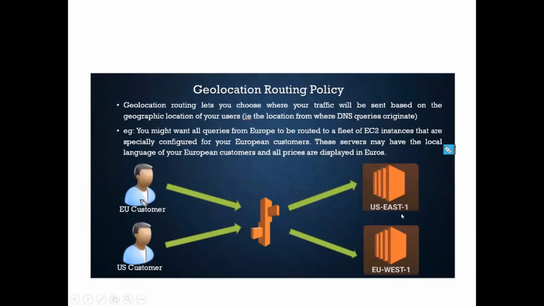Consider that in this example we have two different regions, US East 1 and US West 1. And two different customers are there, a Europe customer and a US customer. If the Europe customer tries to access the application, the traffic will be routed to the server of Europe West 1. If the US customer is accessing the application, the traffic will be routed to US East 1.